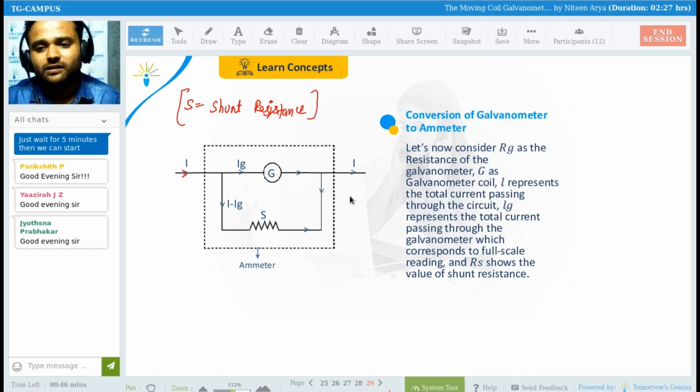So let's now consider RG, the resistance of the galvanometer coil. Again, I represents the total current passing through the circuit. IG represents the current passing through the galvanometer, which corresponds to the full scale reading. RS shows the value of the shunt resistance.